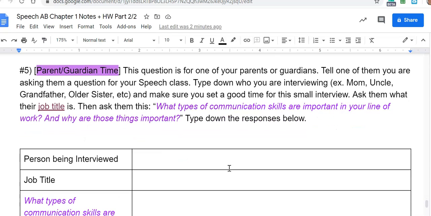Number 5. This is where you're going to have to question one of your parents or guardians, an interview. Tell one of them you are asking them a question for your speech class, which is us. Type down who you're interviewing. I've already made the table for you. So mom, uncle, grandpa, older sister, etc., whoever's with you at the time. And make sure you set a good time for this small interview. Ask them what their job title is. Okay, so put this down over here: the person being interviewed, uncle, sister, mom, dad.